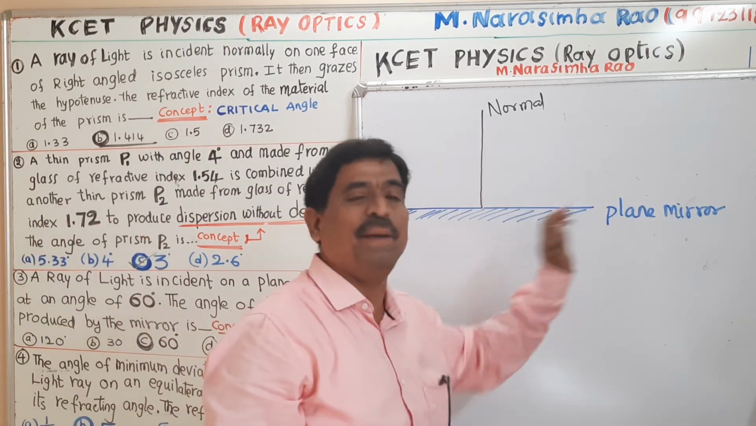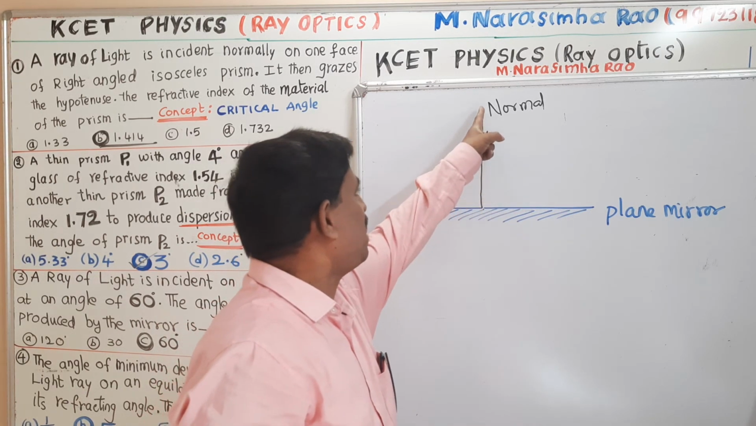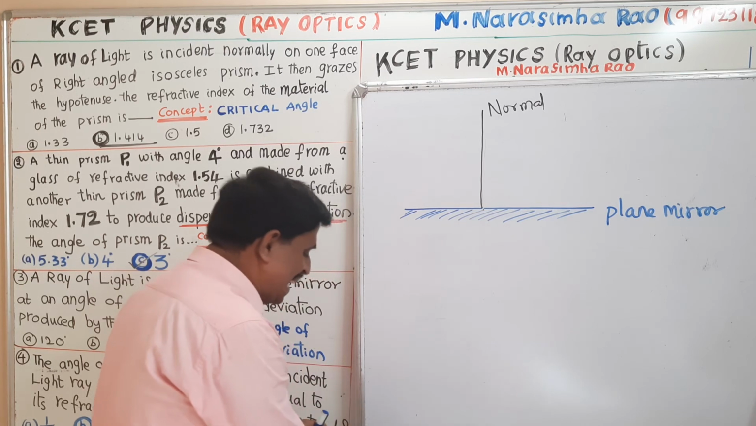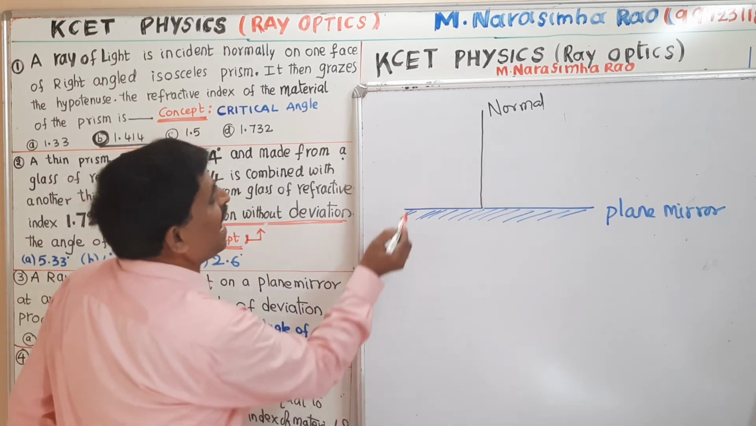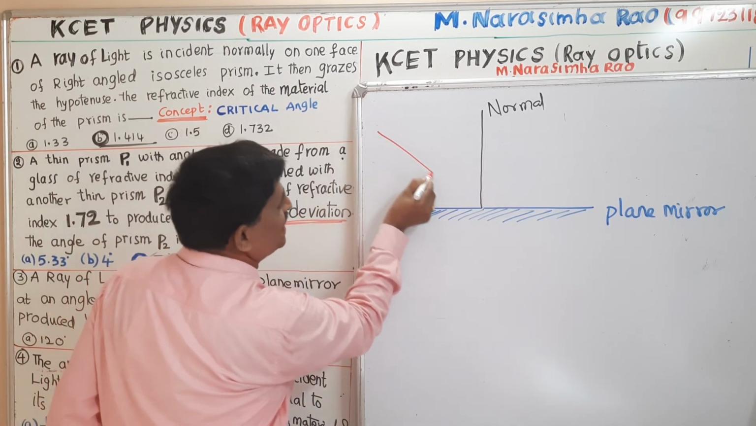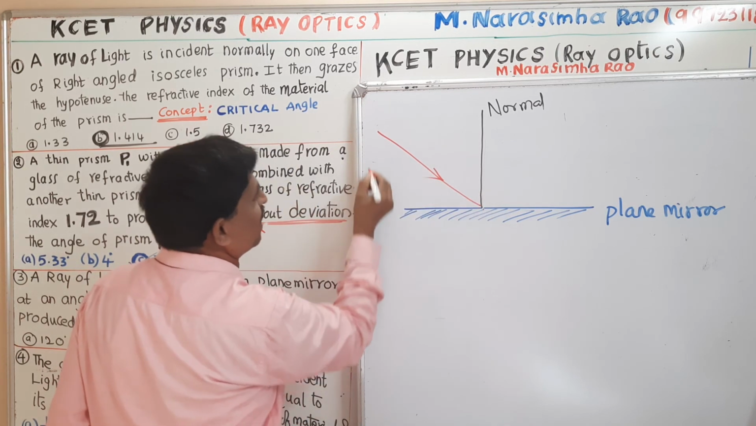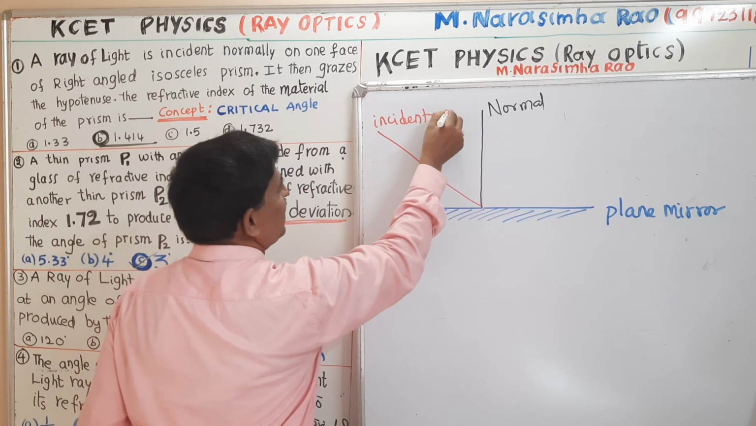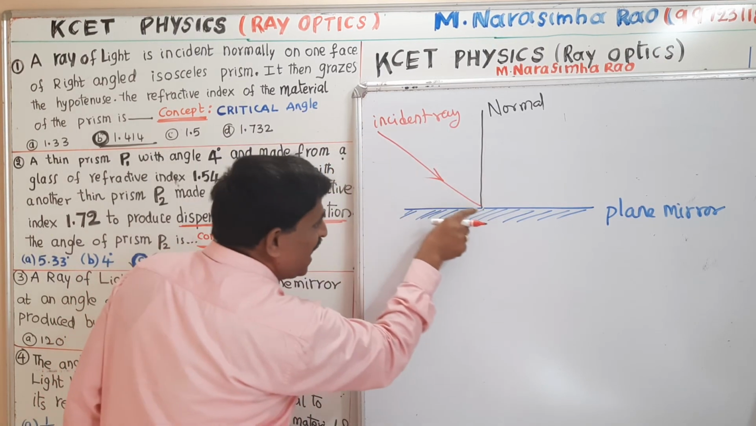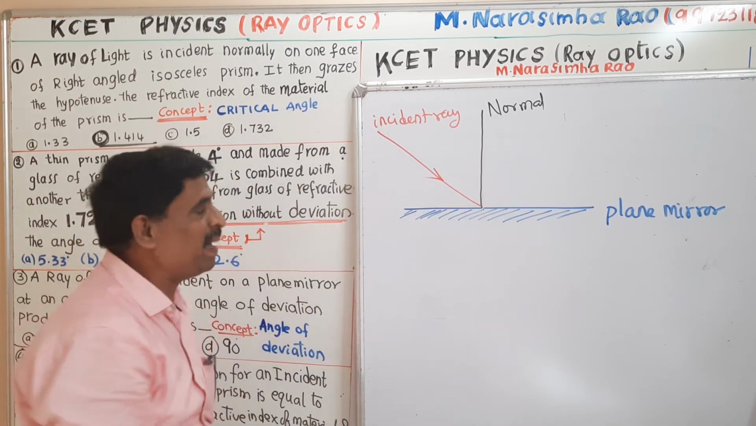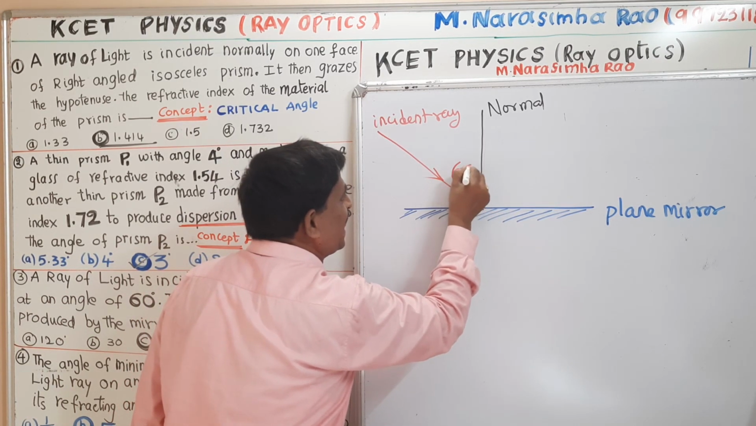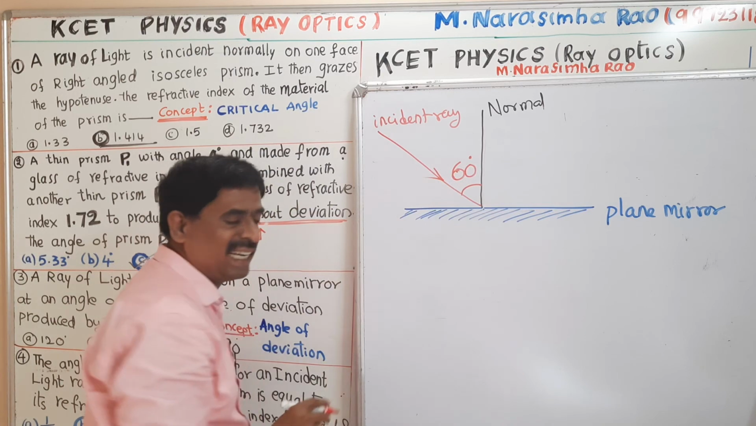This is the plane mirror. To this plane mirror, this is the normal. Now, they told very clearly, a ray of light is incident on the plane mirror. This is the incident ray. A ray of light is incident on the plane mirror at an angle of 60 degrees.